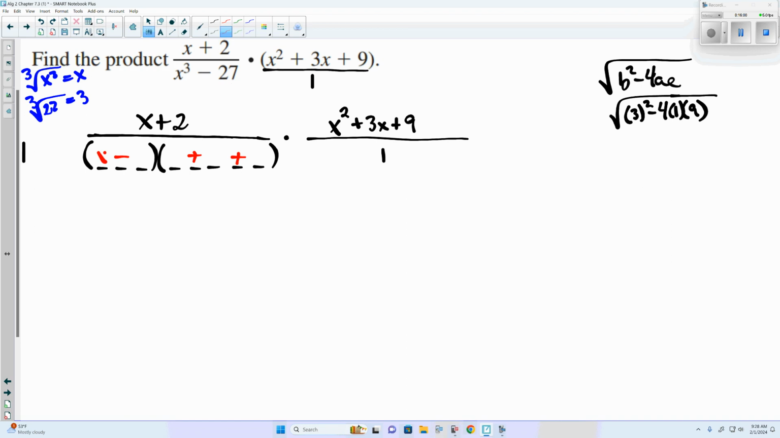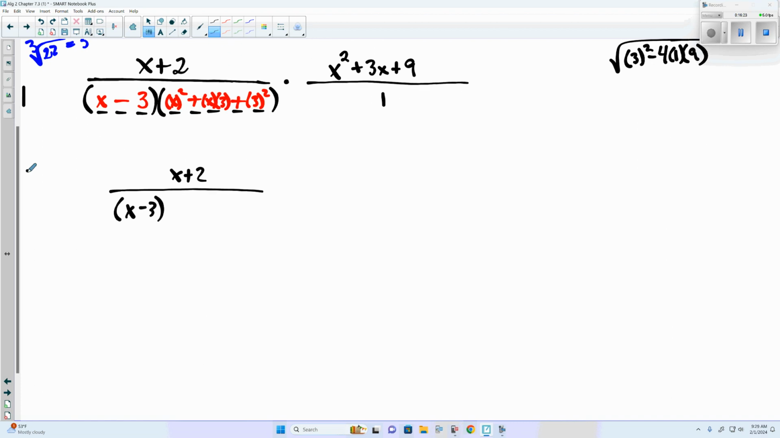First term would be x. Bigger one's going to be x squared, x to the first. Our other term is 3. The middle one would have 3 to the first, and the last one would be 3 squared. First set of parentheses ends up being just x minus 3. The x squared is, well, just x squared, plus x times 3 is 3x, and 3 squared is 9.